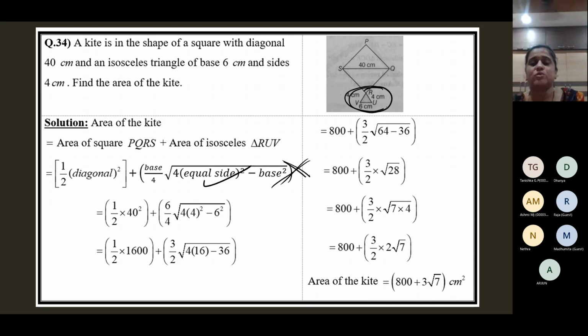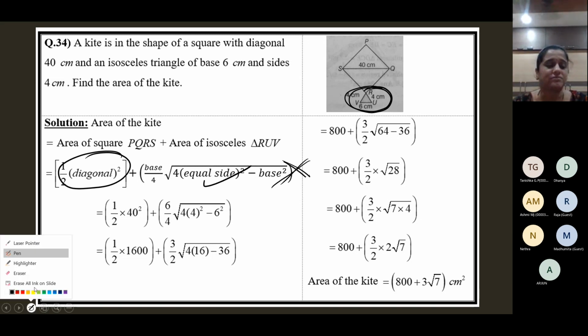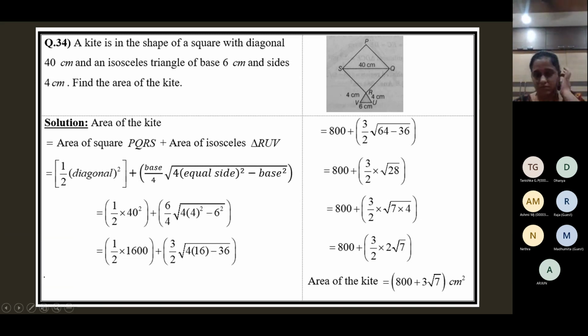You can find the area of this portion using Heron's formula. Area of the square is half d square. Add both to find the area of the kite. Now, supposing you want to find the side, say you don't know this formula. You only know side square. Okay, then what do we do? So you have to find the side, right?